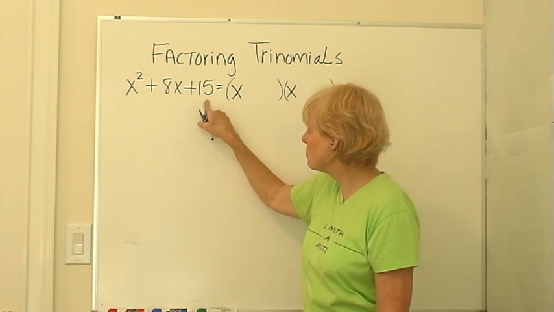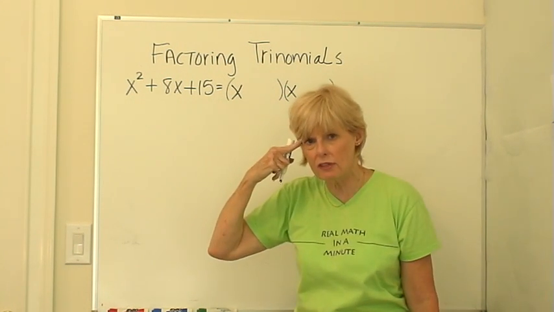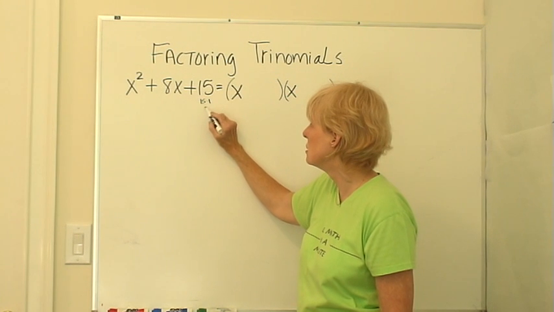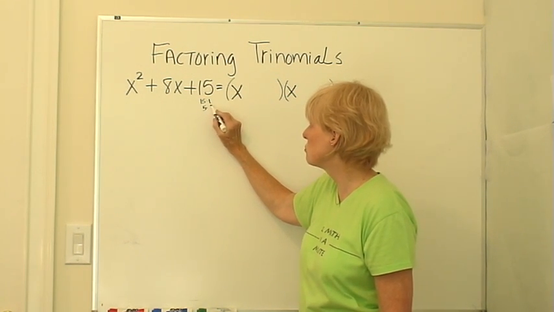Okay, how do we get 15? So our brain thinks, how do we get 15? Well, we could go 15 times 1. We could go 5 times 3.